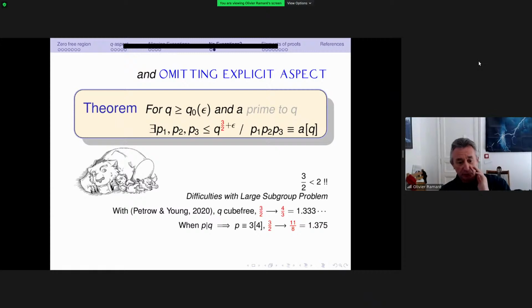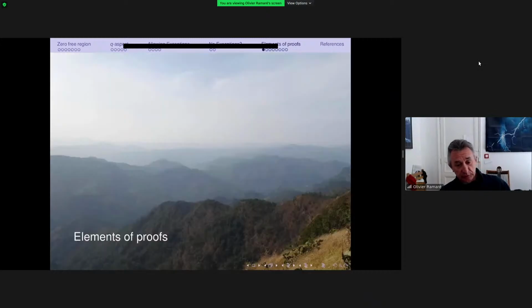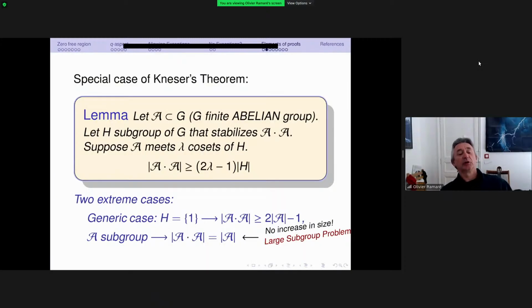So let me go fast around some elements of the proof. We need some additive combinatorics, and that will be given by Kneser's theorem.